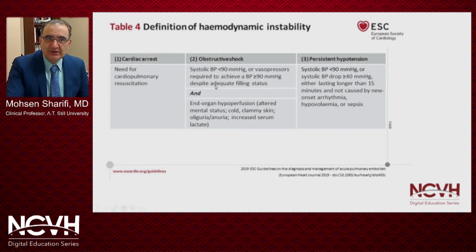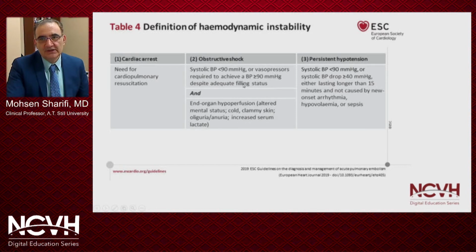In the category of severe PE or massive PE leading to shock and instability, there is also a spectrum in itself. On one end of the spectrum, there is cardiac arrest and the need for cardiopulmonary resuscitation, which almost uniformly carries a dismal prognosis. Somewhere in the middle is obstructive shock.